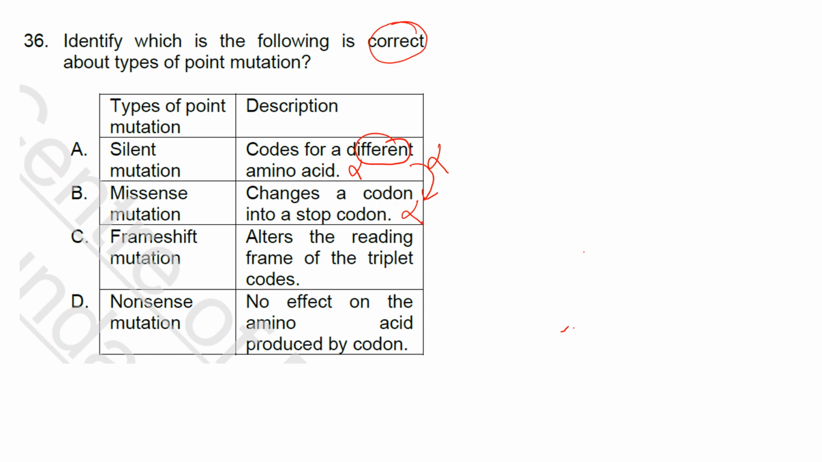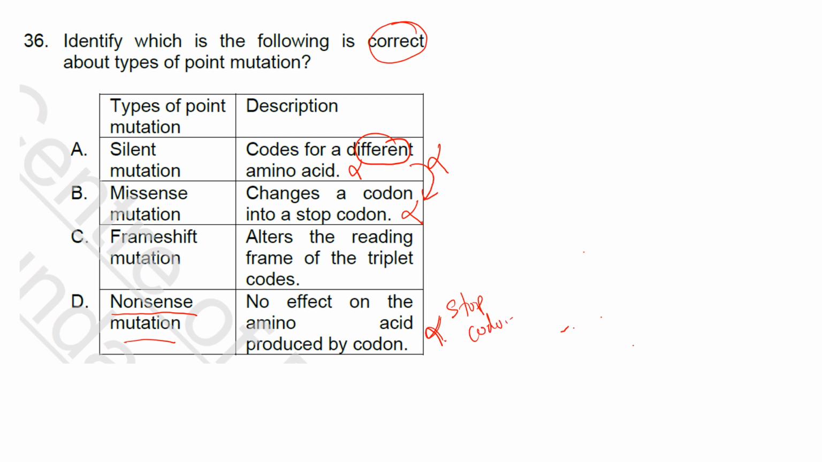Alright. D, nonsense mutation, no effects on the amino acid produced by the codon. This one is incorrect. For nonsense mutation, the codon that codes for a certain amino acid changes to a stop codon and causes the process of translation to stop immediately. So this one is incorrect. It produces a stop codon actually.